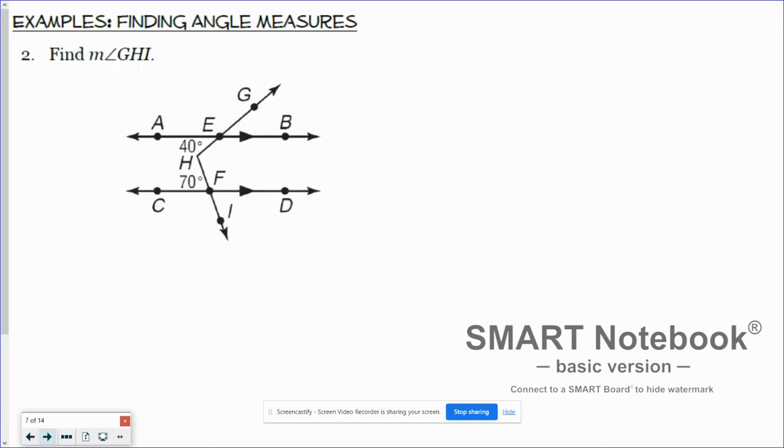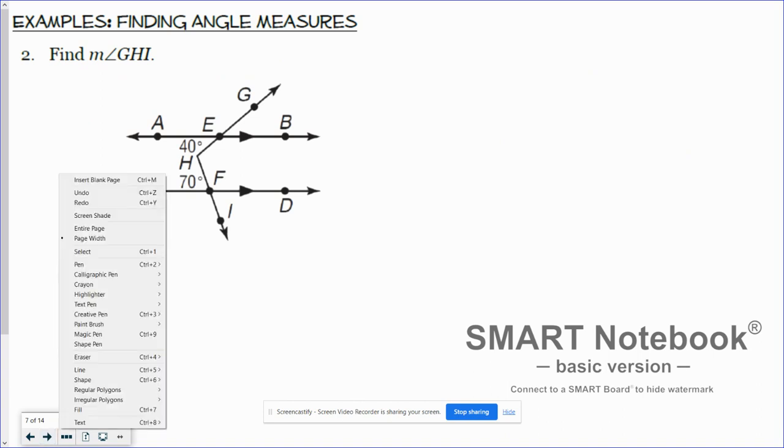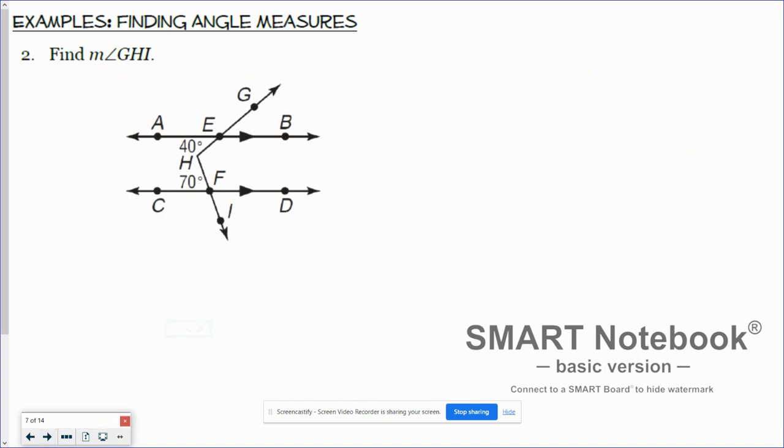So let's find some angle measures. So in problem number 2, we want to find the measure of angle GHI. Okay, you see where angle GHI is? It's like a crook angle.